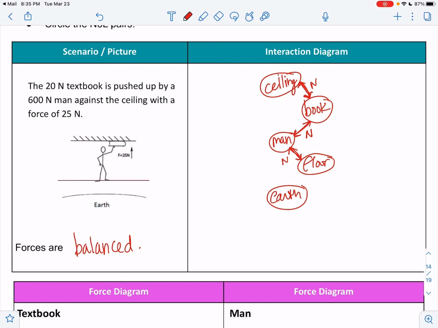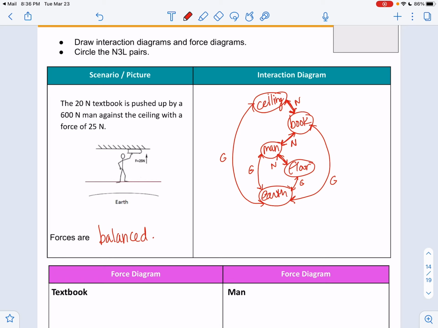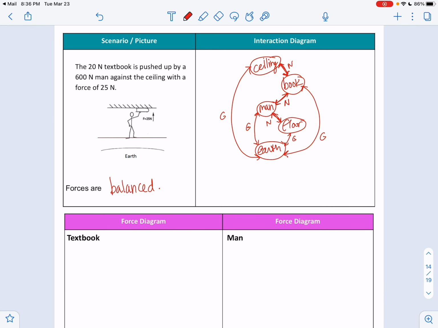The man is not touching the ceiling, the book is not touching the floor, and then everybody gets a gravity with the earth. Even the floor, if you want, you can leave that one out, nobody cares about it ever. Gravity, and I guess the ceiling can get a gravity. That one's kind of weird too. So the first thing we want to do is draw a diagram for the textbook. That's called a textbook, but that's fine.